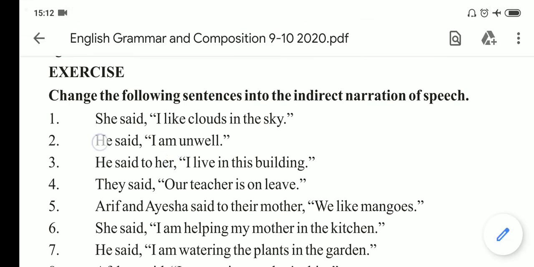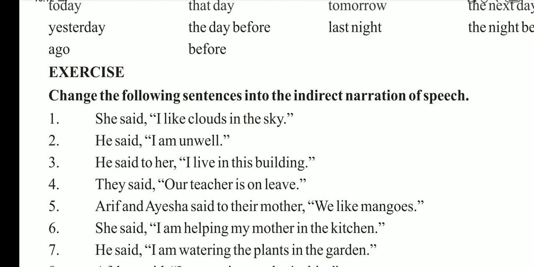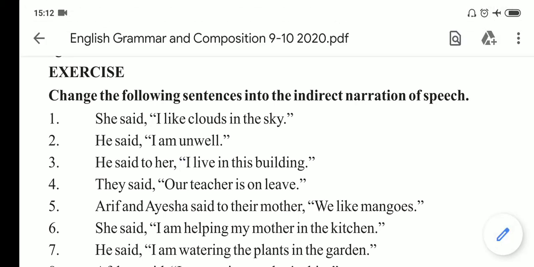There was only one person, he. There was only one person, she. So said was not changed into told. But since there are two persons, he as well as her, said to will change into told. Do not write told to. You will say he told her that I lived.